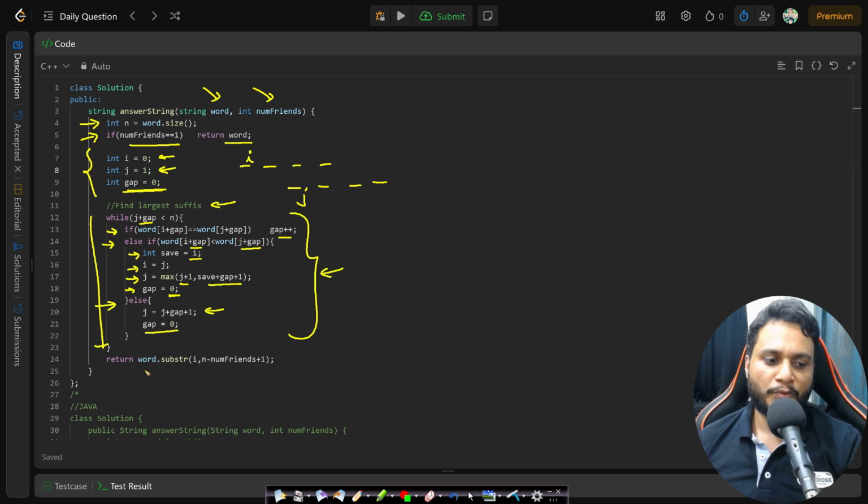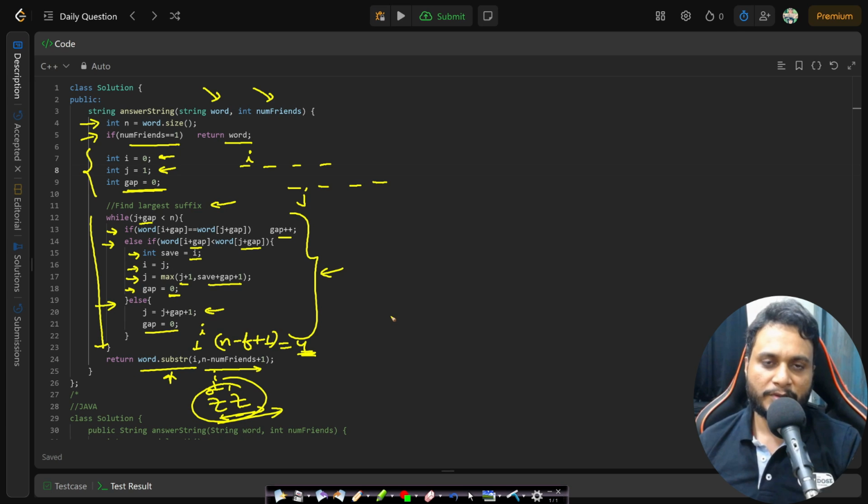And at the end, we need to return using the substring function the substring starting at the ith index and should be of the size n minus f number of friends plus 1. If let's say that you got a string double z and your n minus f plus 1 value is 4, then even if you take a substring starting at this index I which is 0 and you say that I will take 4 characters, it will always by default take the 2 characters in C++, right? So this was the entire solution.